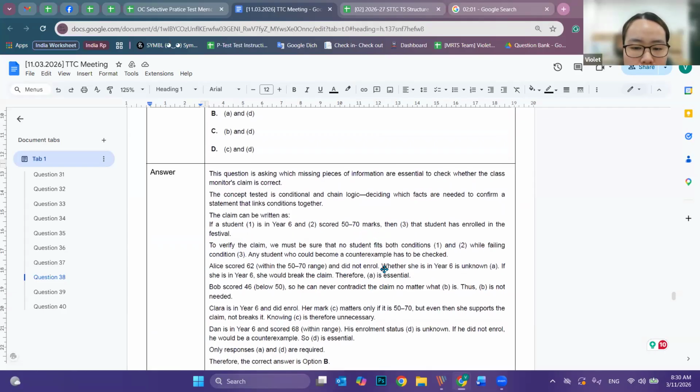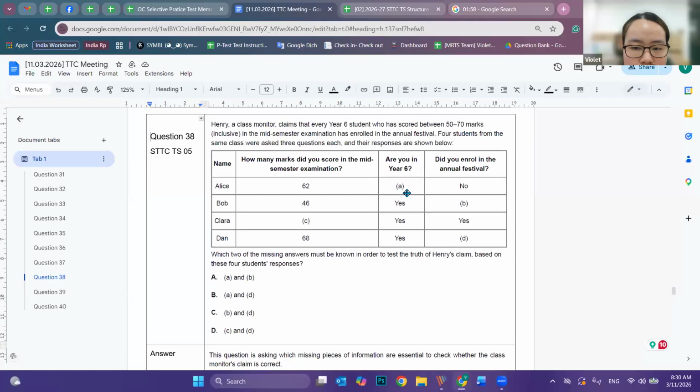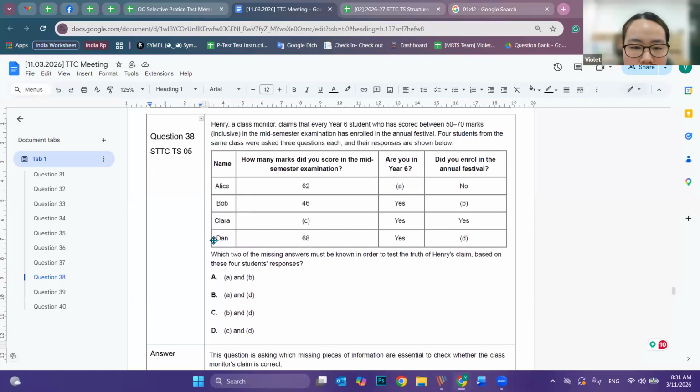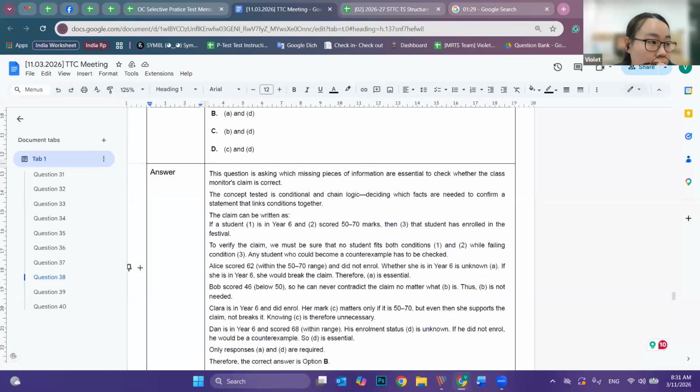For Alice, so Alice is A, we need to know whether this one is yes or no. If this one is a yes, it would refute Henry's claim. And we also need to know the other response. If this one is no, it would refute Henry's claim. So B is the correct answer.